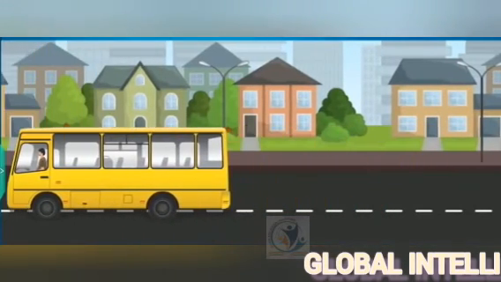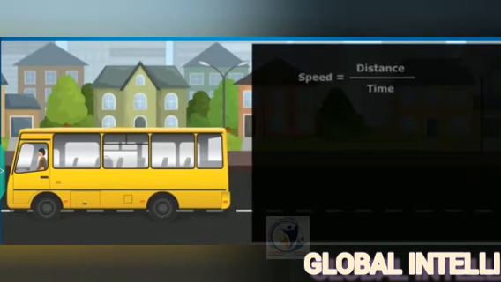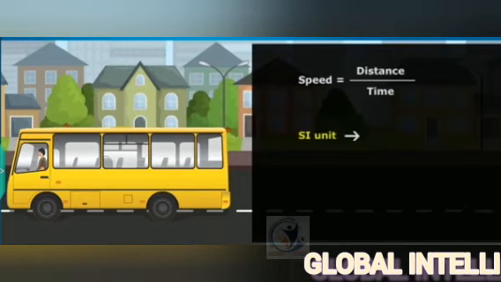Units of speed. The distance covered by an object in unit time is called its speed. Objects are said to be in fast or slow motion depending upon the speed of their motion. The SI unit of time is second. Yes, and that for distance is meter, m. So, the SI unit of speed is meter per second. Speed is also measured in kilometers per hour.